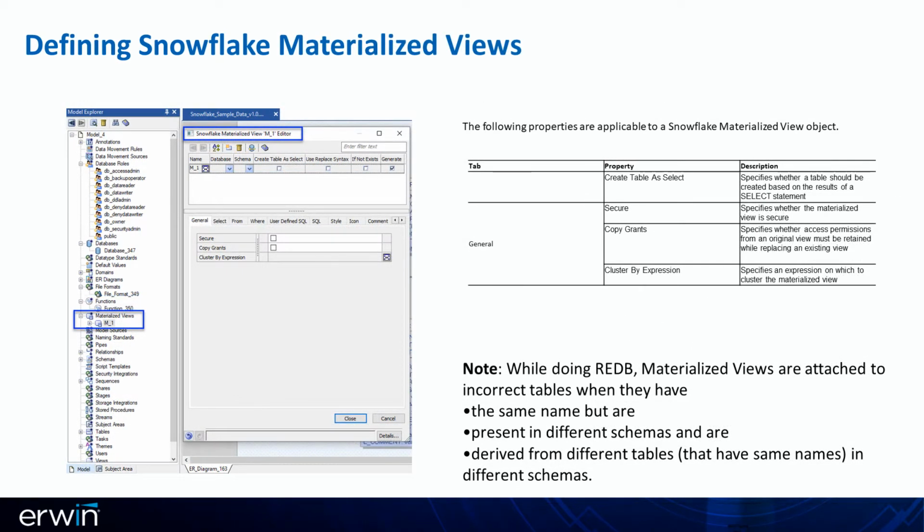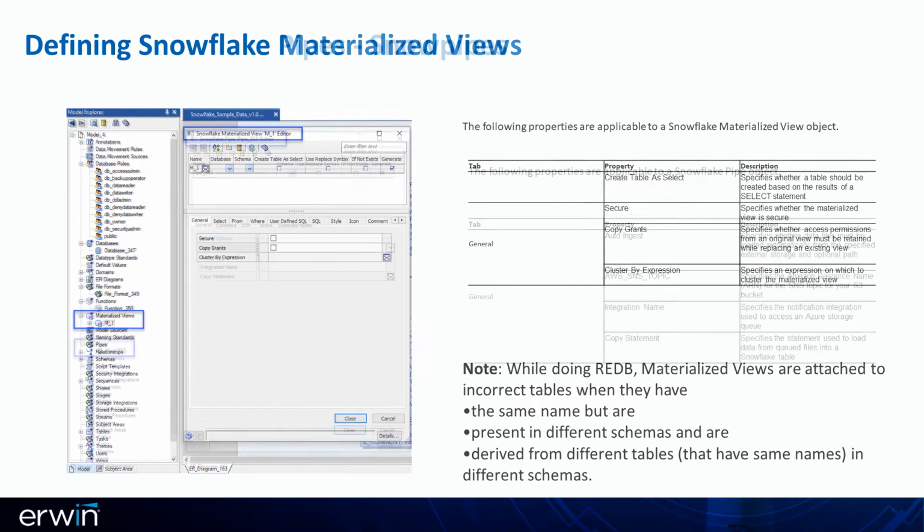Defining Snowflake materialized views. A materialized view is a pre-computed dataset derived from a query specification, the select in the view definition, and stored for later use. Because the data is pre-computed, querying a materialized view is faster than executing the original query. This performance difference can be significant when a query is run frequently or is sufficiently complex. Erwin DM allows configuration of Snowflake's materialized views.